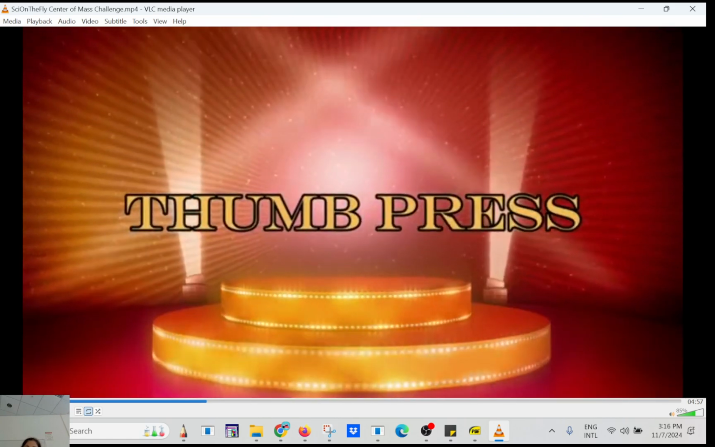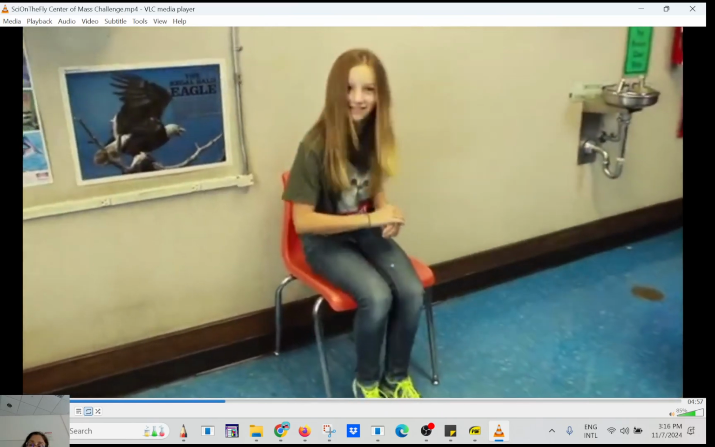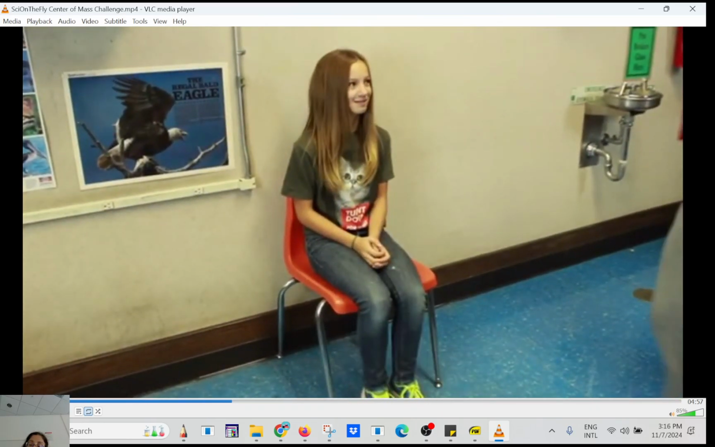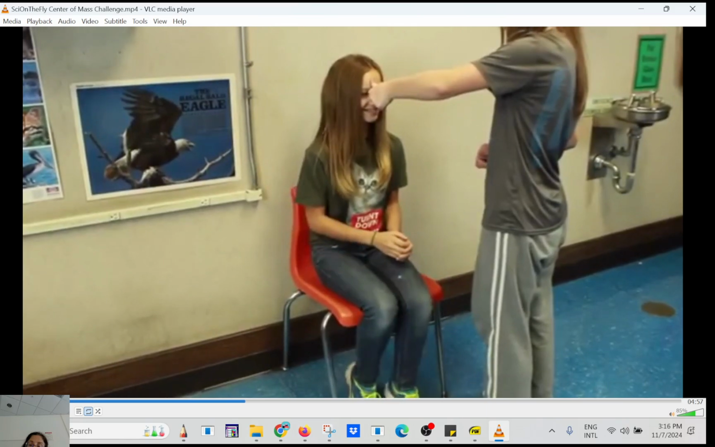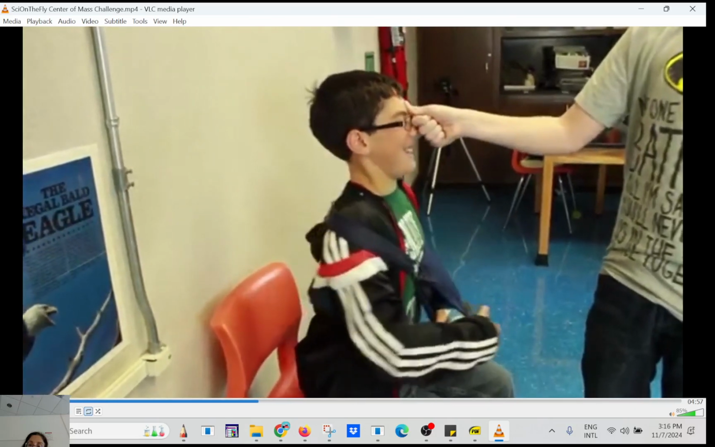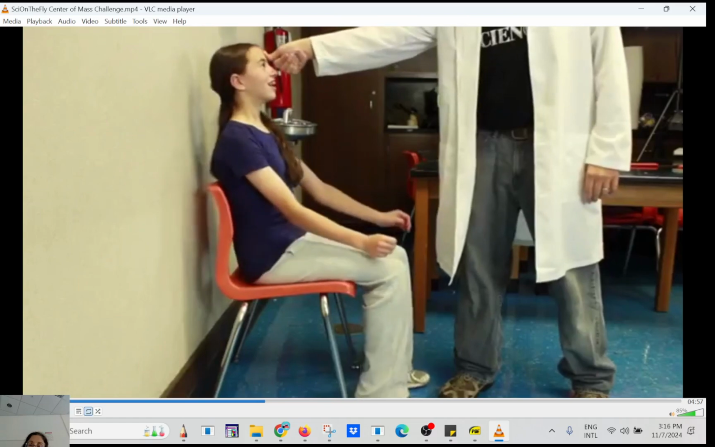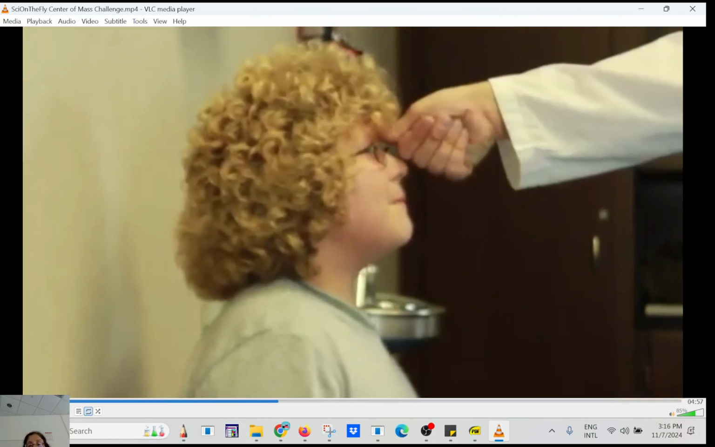First challenge is the thumb press. Here's how you do it. First, place a chair against the wall so it cannot slide back. Sit in the chair with your feet flat on the floor in front of the chair. Your feet must not be slanted or angled to the side. Have a partner gently place their thumb on your forehead. Now, try to stand up without forcing the hand back. The reason it's so hard to stand up is because the center of mass is still over the seat of the chair and not over your feet.